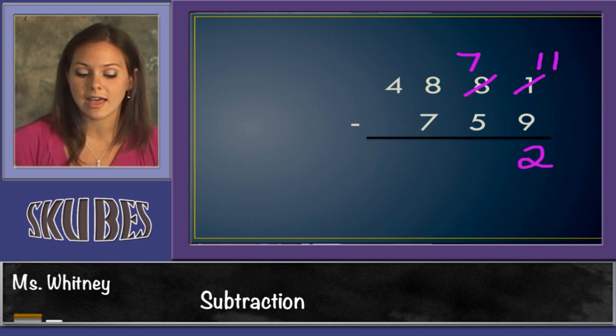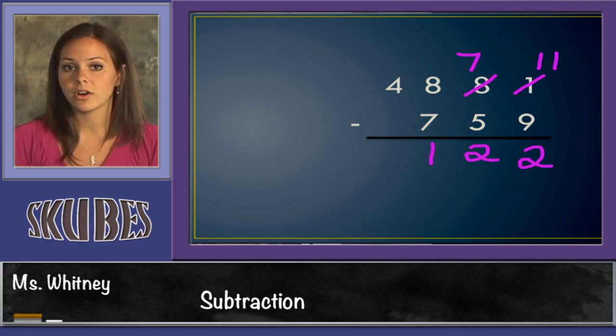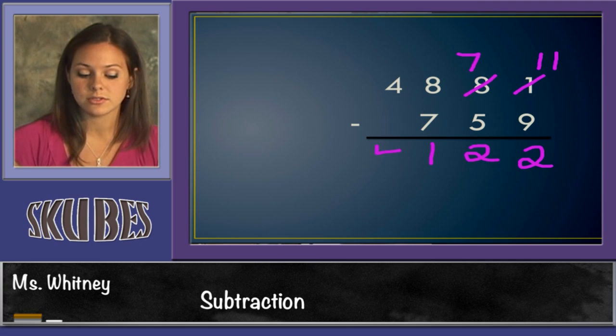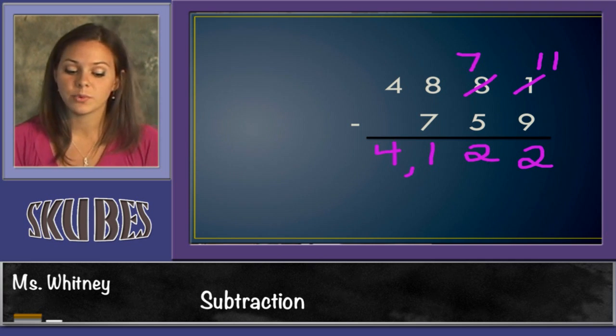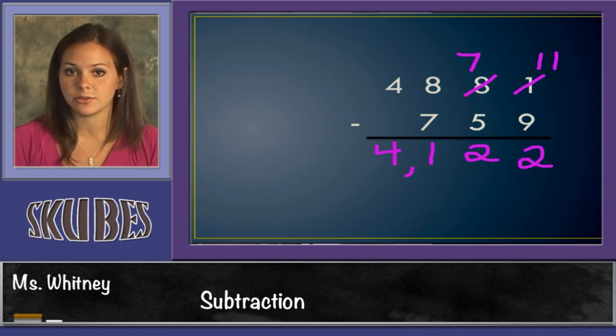7 minus 5 equals 2. 8 minus 7 equals 1. And 4 minus 0 equals 4. My answer is 4,122. And this concludes our lesson on subtraction.